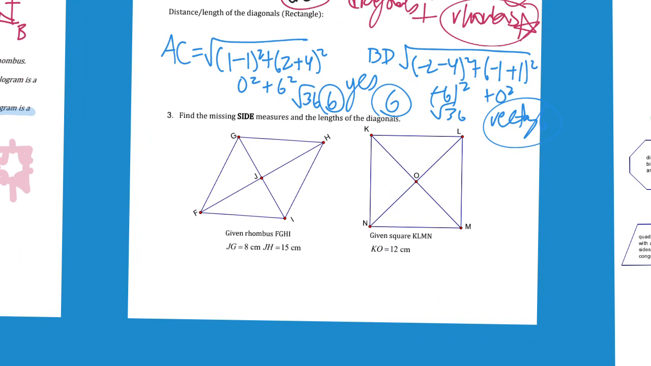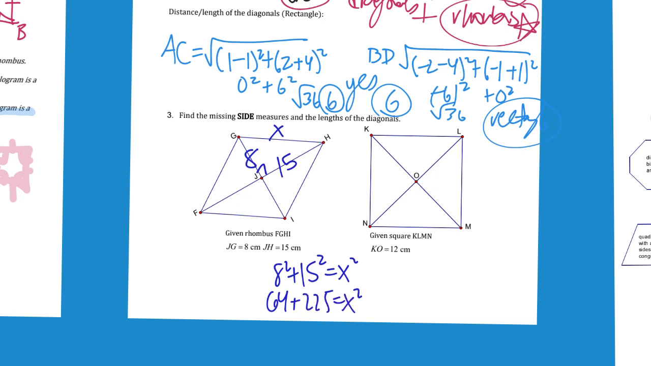Okay, find the missing side measures and lengths of this. Given a rhombus where JG is 8 and JH is 15, can you find the missing side measures and the lengths of the diagonals? Well, we know that we're looking for this length over here. We know this meets at a right angle. So we could do 8 squared plus 15 squared equals x squared, this hypotenuse here. And so that would be 64 plus 225 equals x squared.